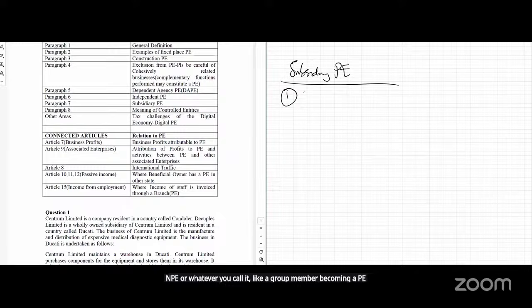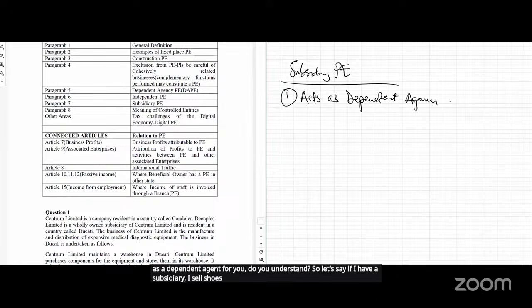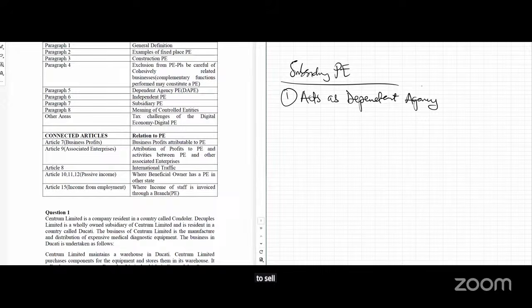One, where he acts as a dependent agent for you. Do you understand? So let's say if I have a subsidiary, I sell shoes, and this subsidiary sells wine, but he went outside his business to sell that shoe on my behalf. It means that it becomes a subsidiary PE, right?